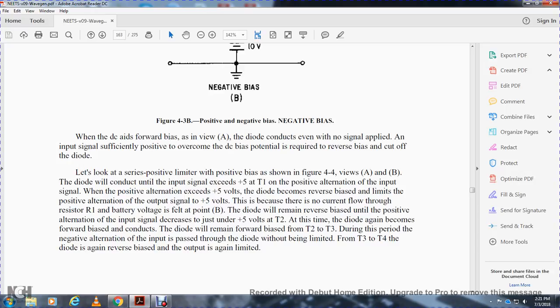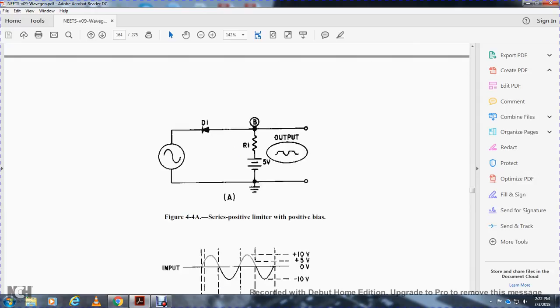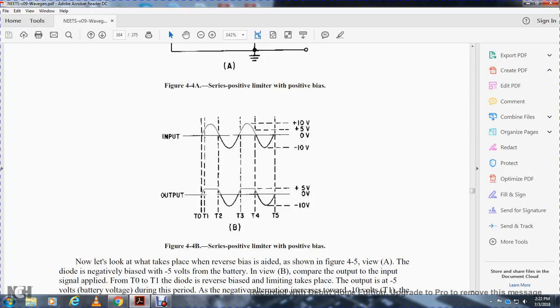The diode remains reverse biased until the positive alternation of the input signal decreases to just under 5 volts, at time 2. At that time the diode again becomes forward biased and conducts, and remains forward biased for time interval 2 to 3. During this period, the negative alternation of the input passes through the diode without being limited. From time 3 to 4, the diode is again reverse biased and the output is again limited. Figure 4.4 shows the series positive limiter with a positive bias.